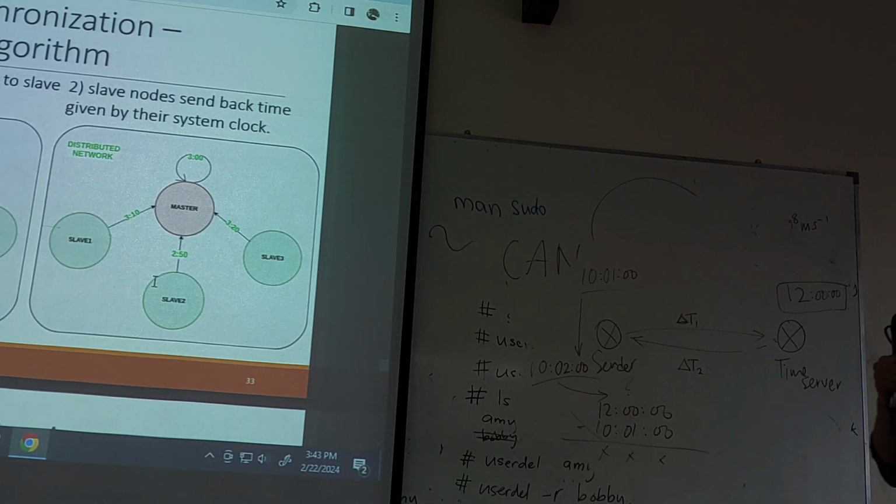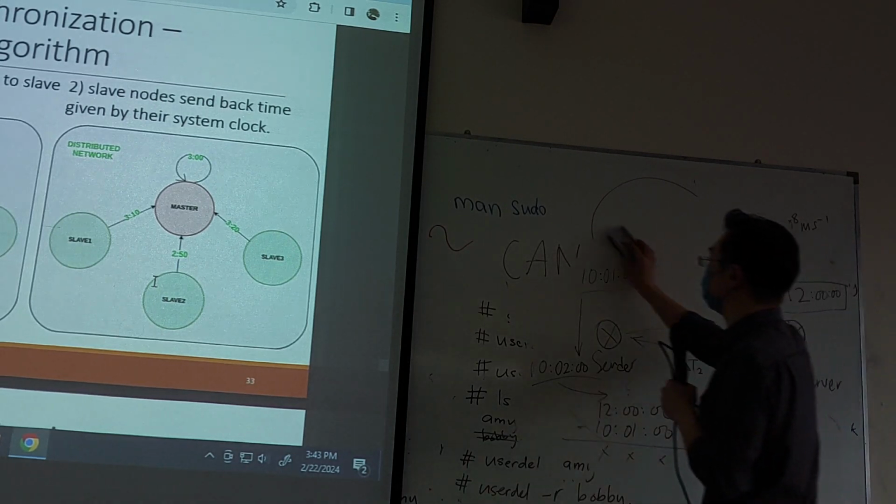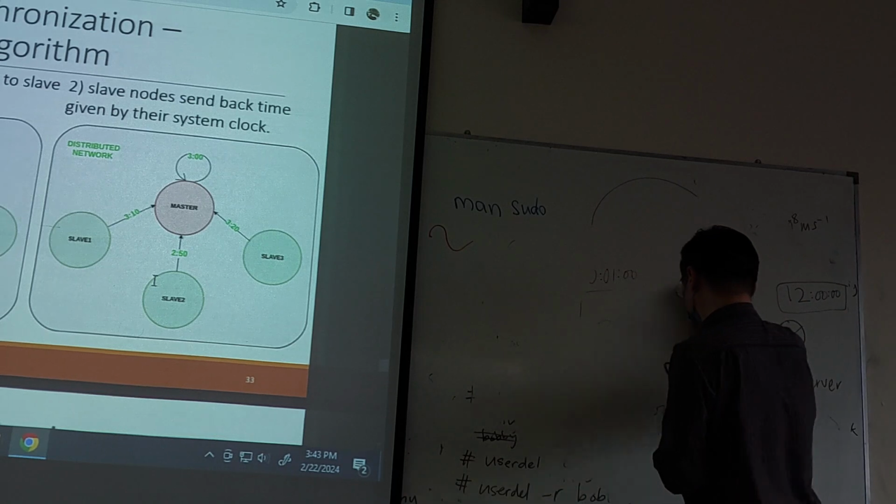But not all applications require this kind of synchronization. Some applications you do not need to be synchronized to the server. What you need is everybody in a group has very, very close synchronization of the time, even though it's off. Even though it's off, you want it to be synchronized. What I mean is this.